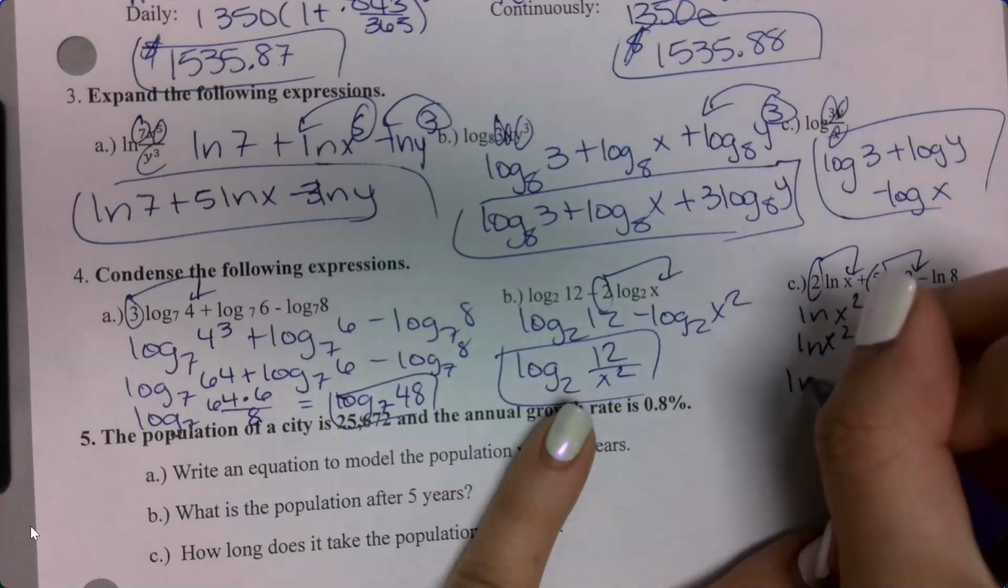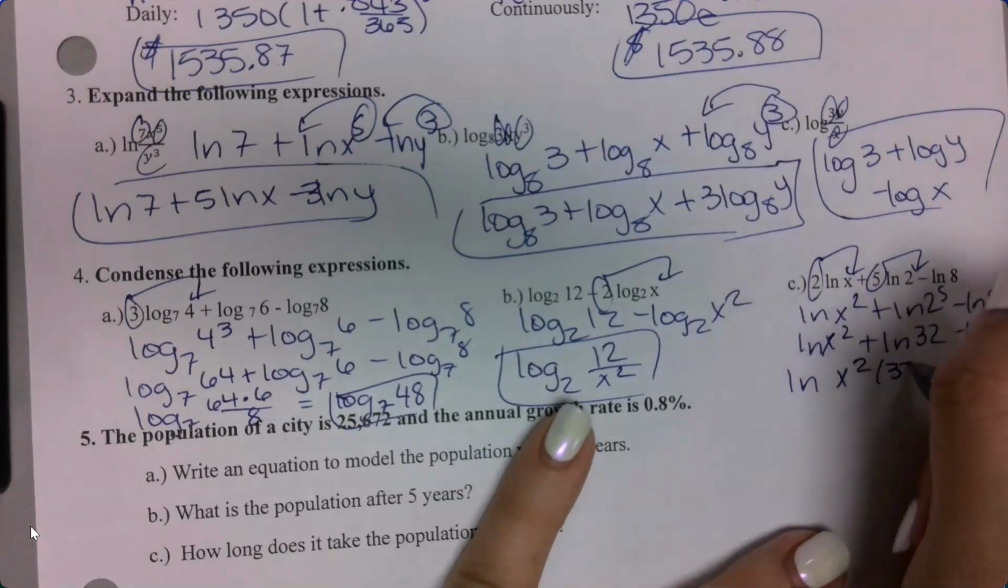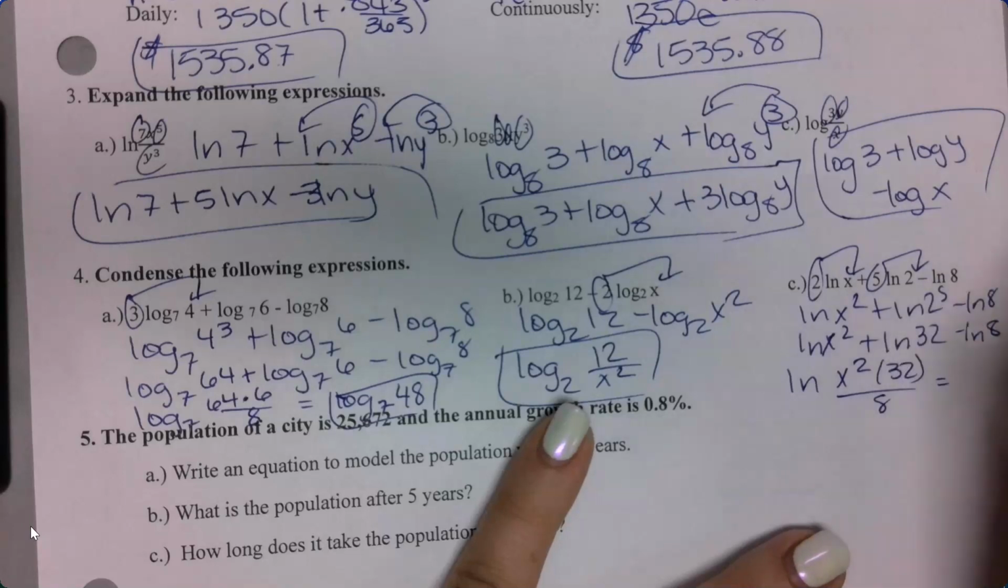Then I put it back, I have ln x squared times 32 over 8. I want to simplify this. This is ln 4x squared.